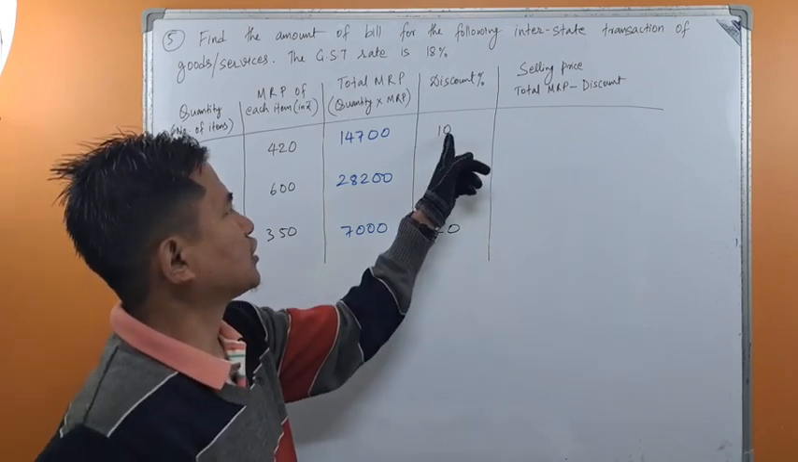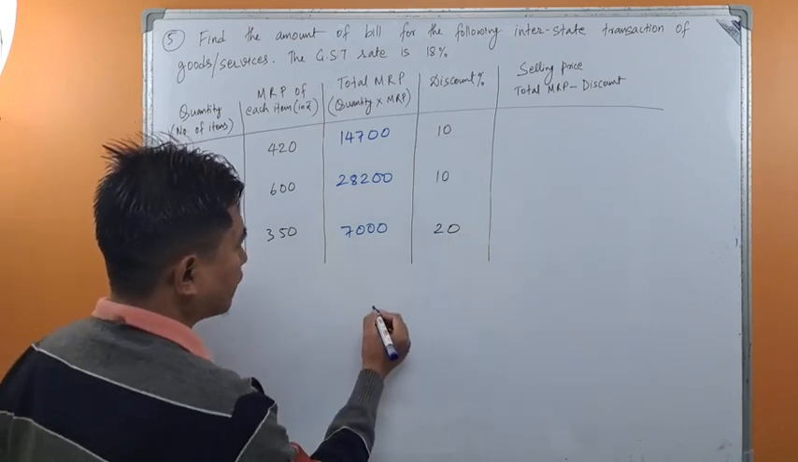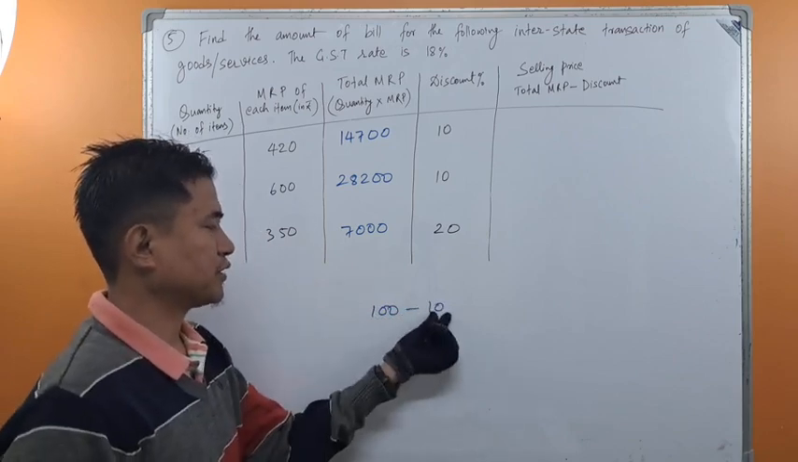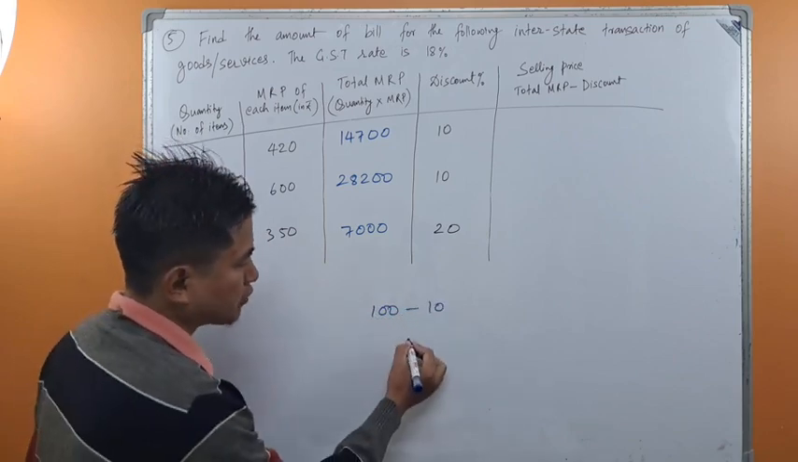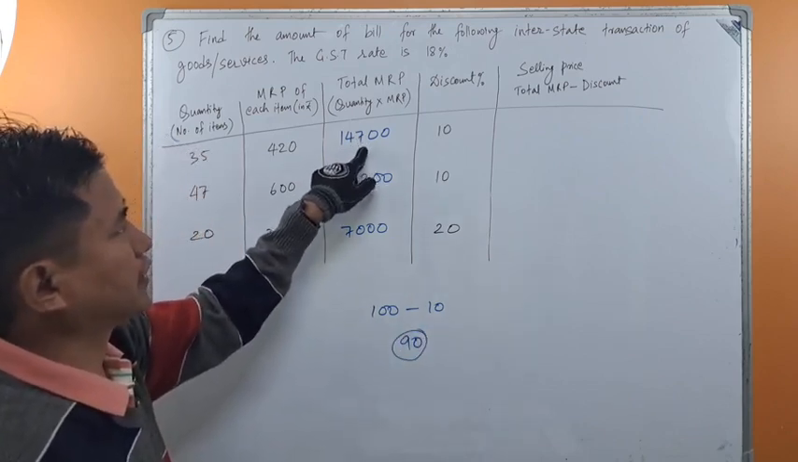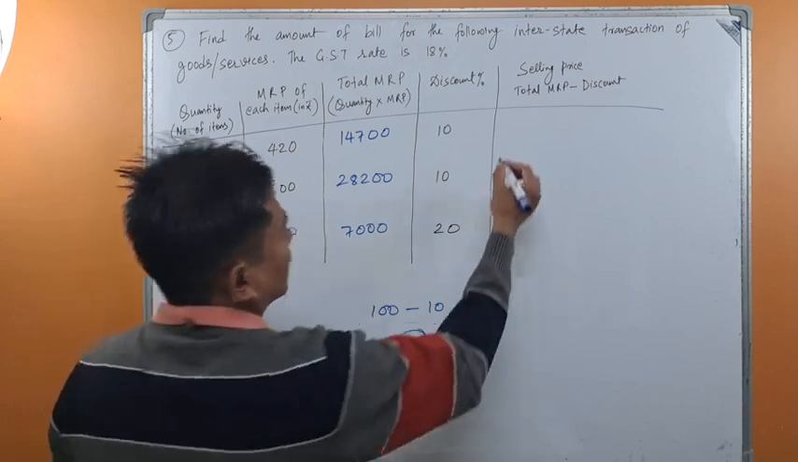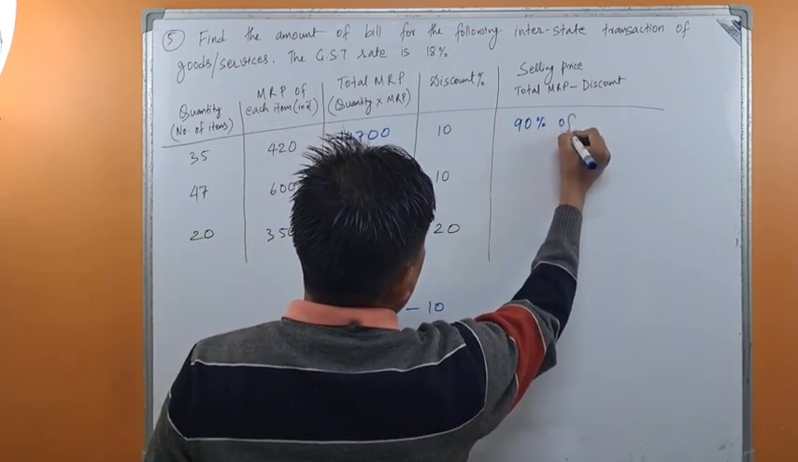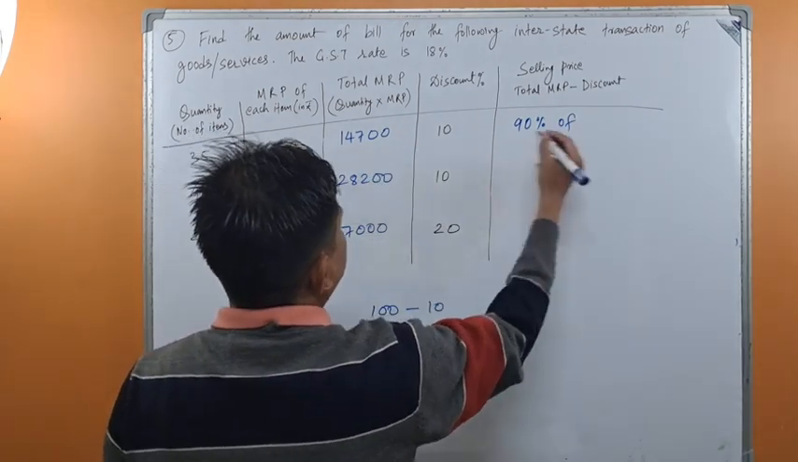Now discount is 10%, isn't it? Out of 100%, 10% is given as discount. So selling price will be 90% of MRP. Selling price will be 90% of MRP. MRP is 14,700.